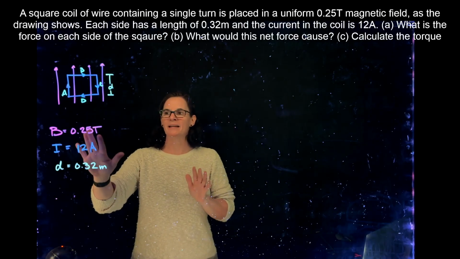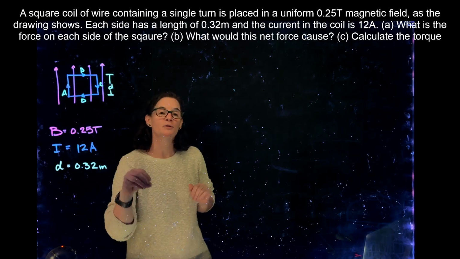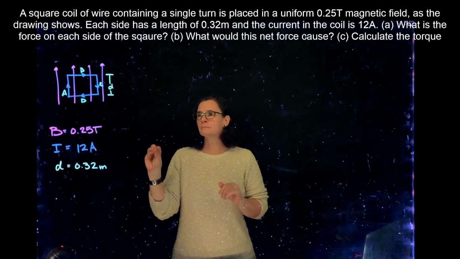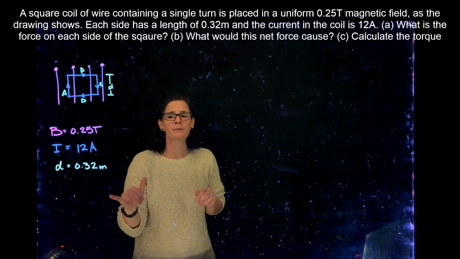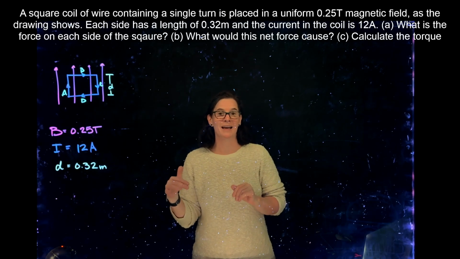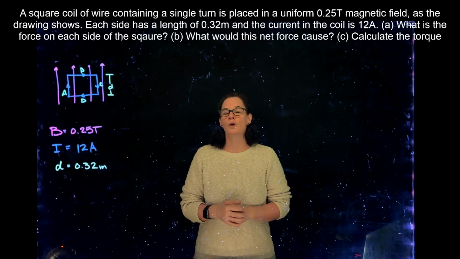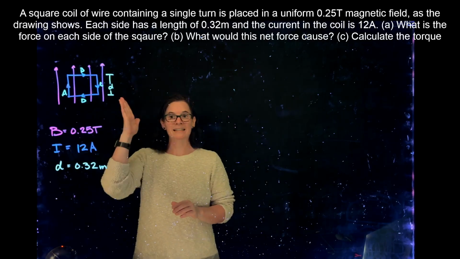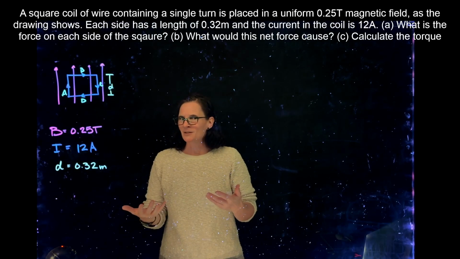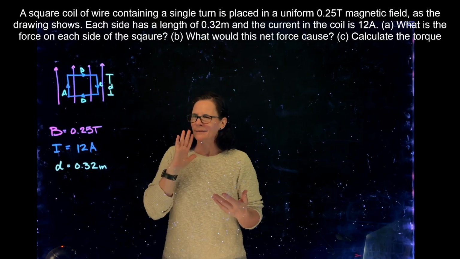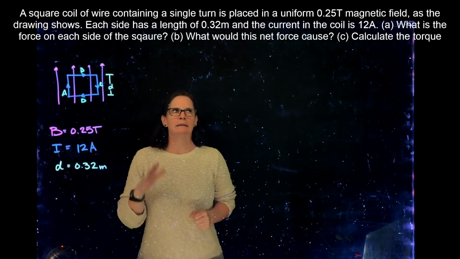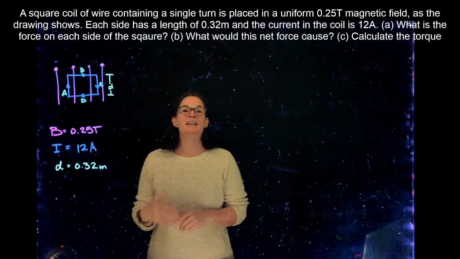We have a uniform magnetic field of 0.25 Tesla. We have this square loop inside that field. Each side of that square is 0.32 meters long, and the current in each of those sides is 12 amps. So what is going to be the force in each one of these sides? What's that force going to result in? You might guess it's a rotation. And then what's the torque, if it is in fact a rotation, which let's hope it turns out to be? All right, then what's the torque?